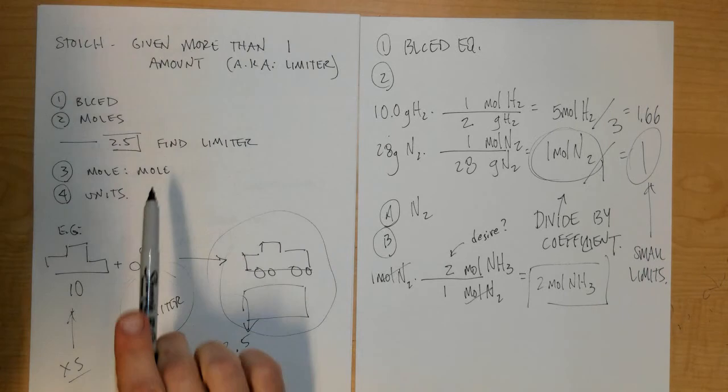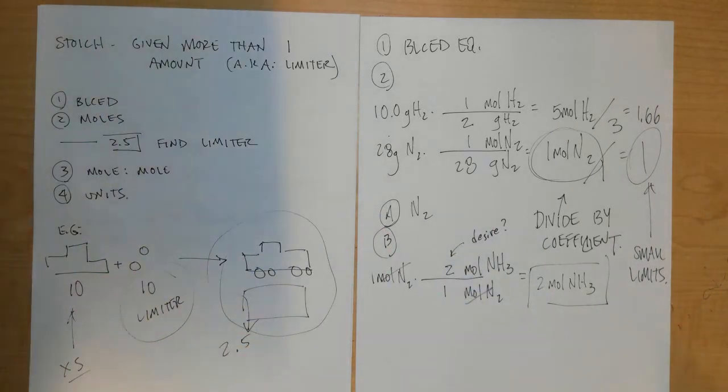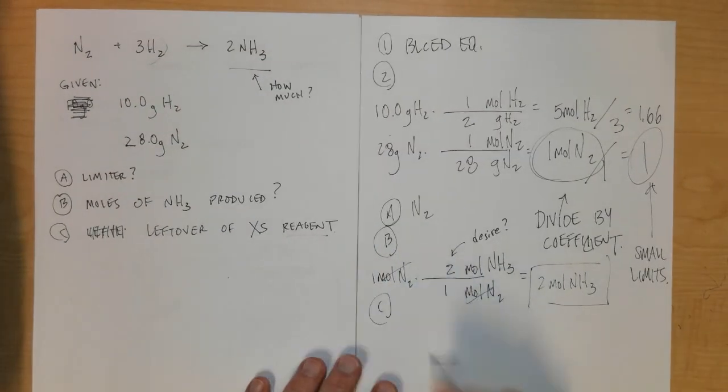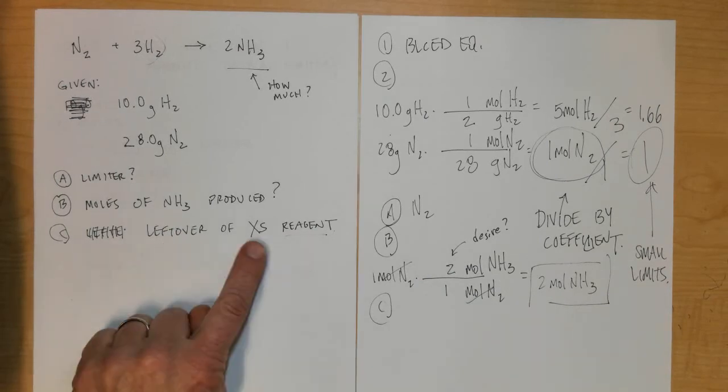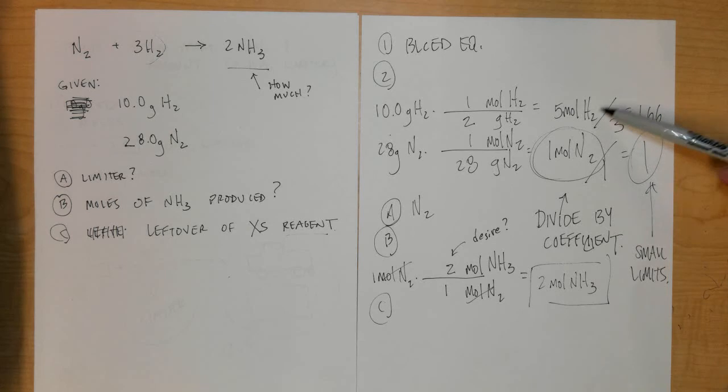They didn't ask me to do a step 4 this time and convert it to some other units, but they might. They might ask how many grams is it or how many molecules is it, but that's what they asked this time. Letter C is the trickiest one. This one says, how much leftover excess reagent is there? I know my hydrogen's my excess because when I divided it by the coefficient, it ended up being larger. But how do I figure out how much is in excess?